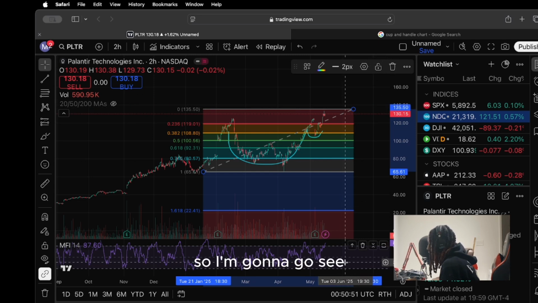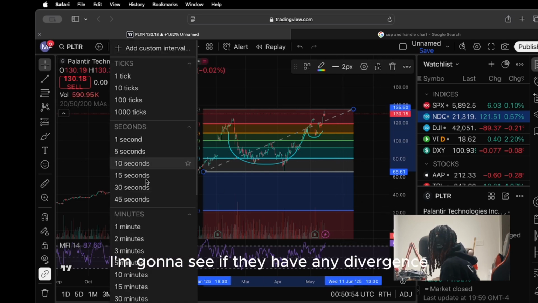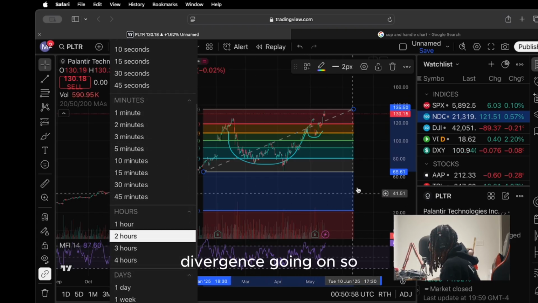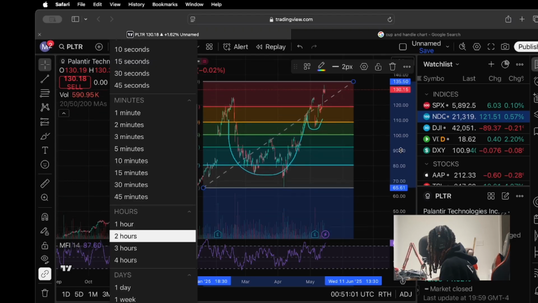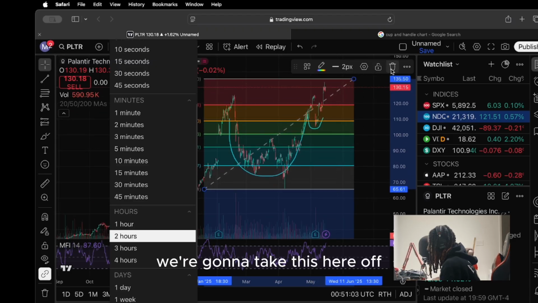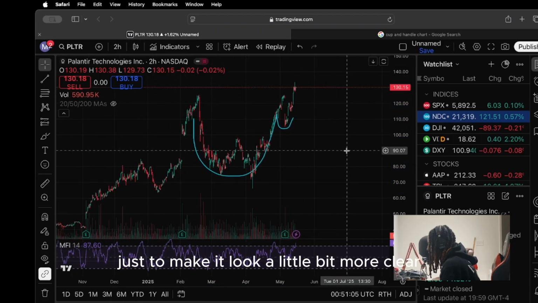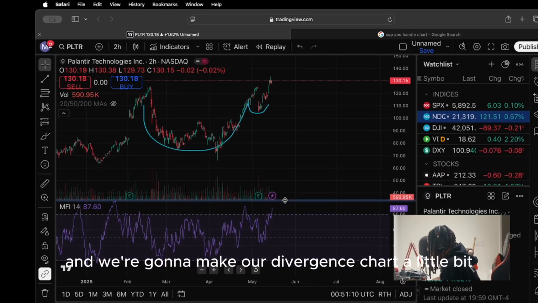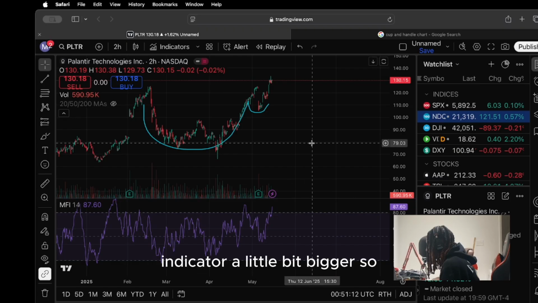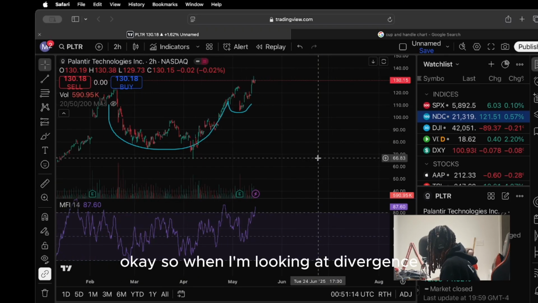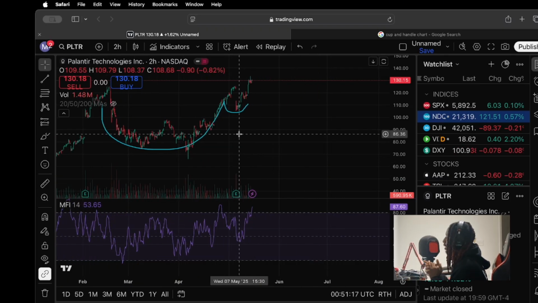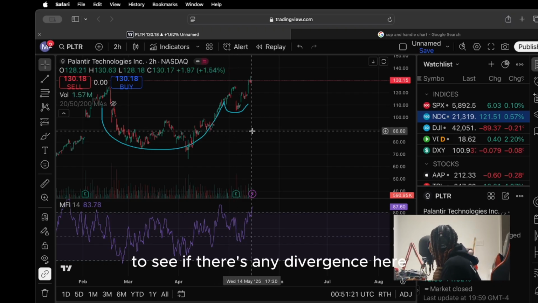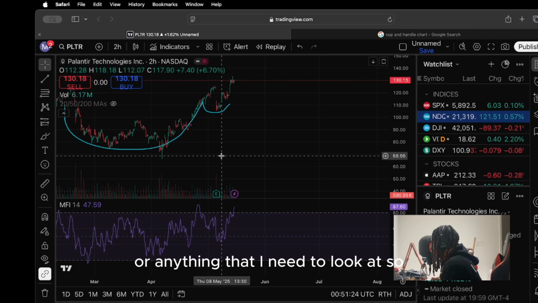So I'm gonna see if they have any divergence going on. Got Palantir right here. We're gonna take this fib off just to make it look a little bit more clear. And we're gonna make our divergence chart indicator a little bit bigger. Okay, so when I'm looking at divergence, I always want to look at the most recent time frame to see if there's any divergence here or anything that I need to look at.